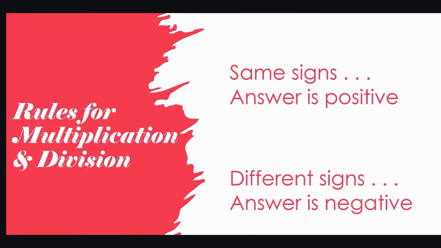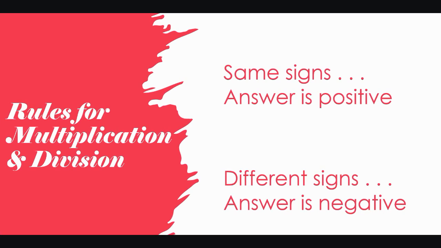Those are basically the rules that you need to follow. When we're doing multiplication or division, here's what we want to do. If they have the same sign, the answer is always positive. If they have different signs, the answer is always negative. Those are kind of the easy ones. Multiplication and division, you'll get used to that really quickly.